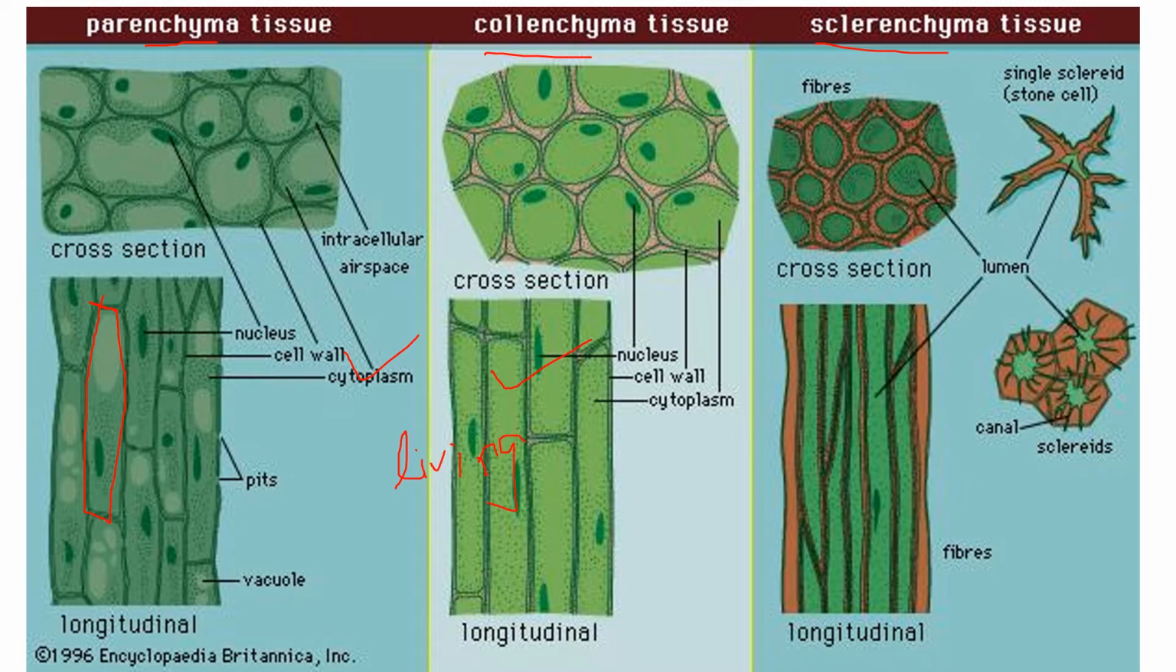Also you can see, dear students, that the cell of sclerenchyma tissue is very narrow, because no intercellular space is present, and the cell walls are very thick due to the deposition of lignin. So I hope this answer is clear to you, dear students: if a question asks about dead, long and narrow cells, then the answer should be sclerenchyma tissue. Okay.